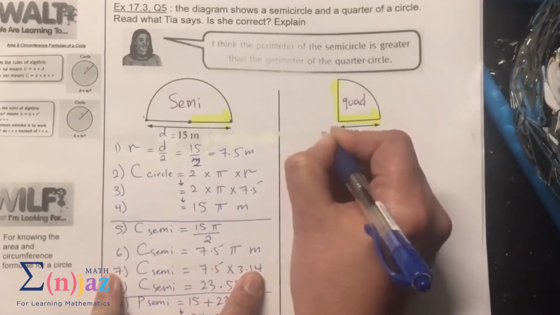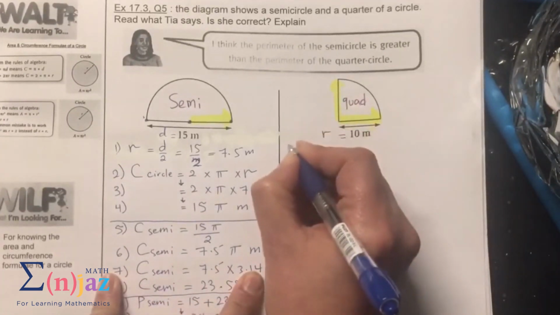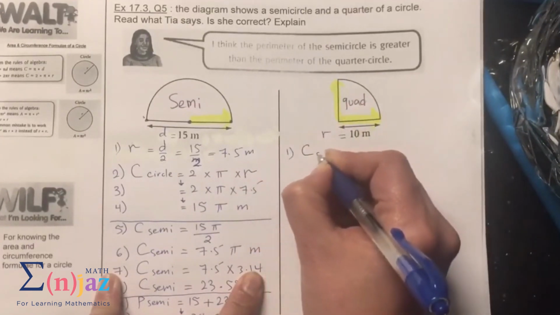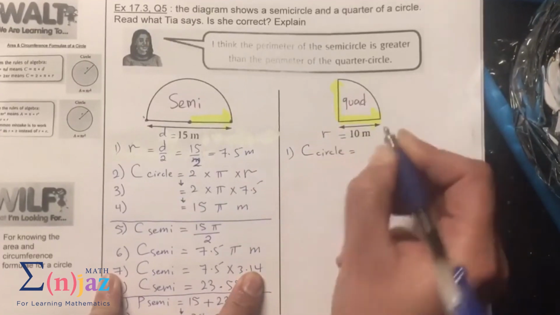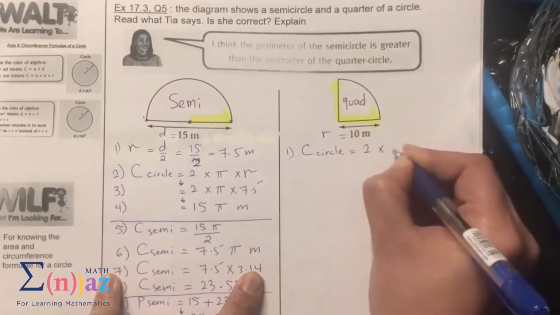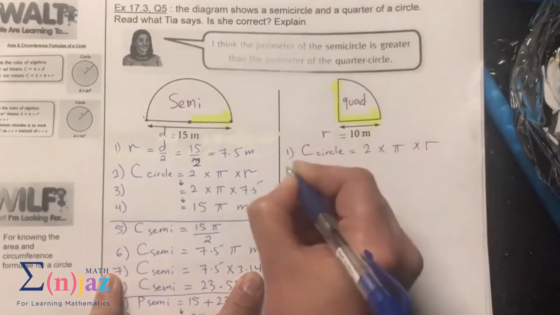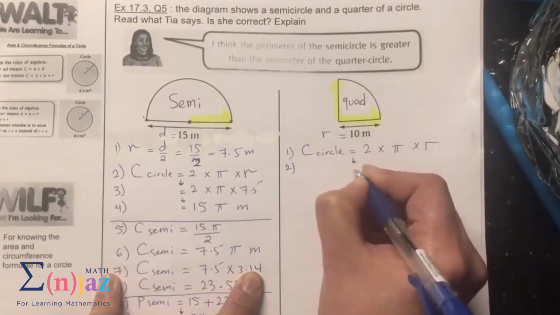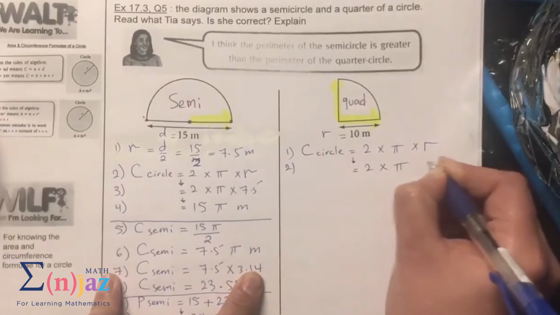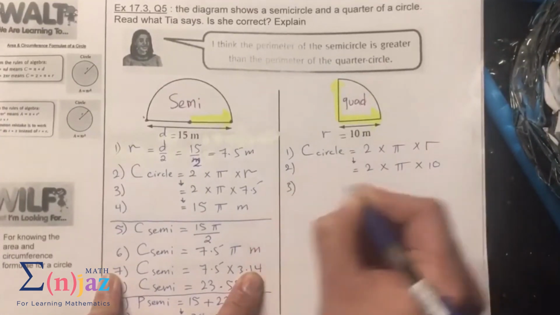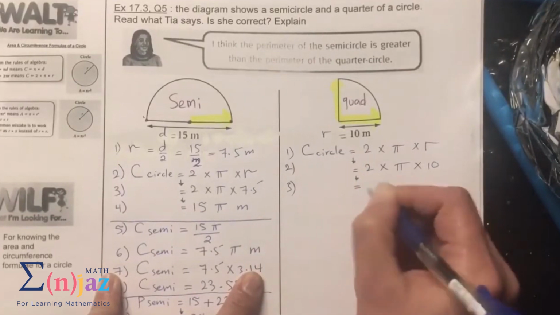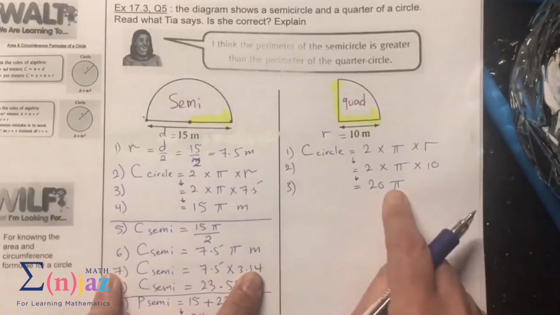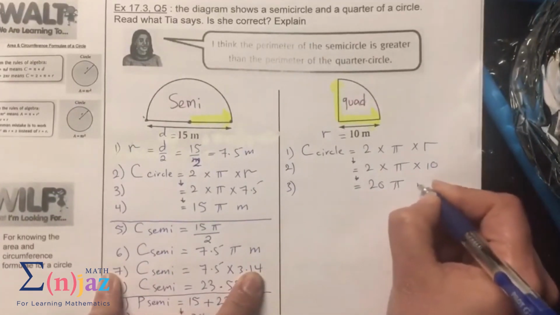We go to the quadrant. Luckily, this is the radius. So I'm going to start immediately by calculating the circumference of a circle by writing the general formula, 2 times pi times r. Step number 2, we are going to substitute the value of r in the general formula. So it's 2 times pi times 10. Step 3, we are going to simplify. So it is 20 pi, and we're going to leave our answer in terms of pi, and it's in meters.